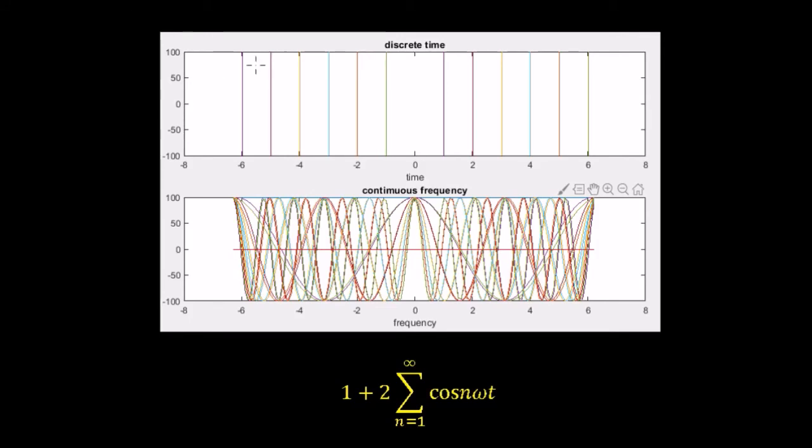So what we have here is our time domain function. This is just our impulse train. There's no one at 0 for some reason, but there's one there at 0, and we have all of these other impulses here. And this here is the frequency domain, and this is all of the cosines.